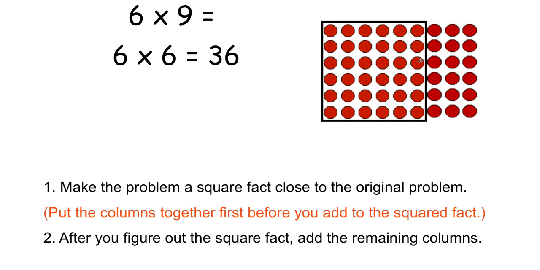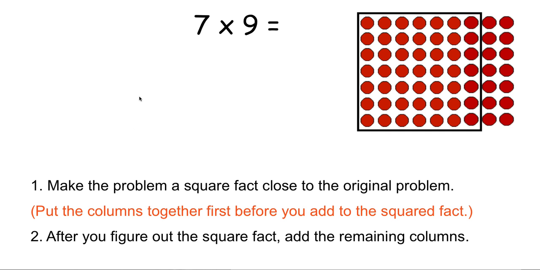That essentially means if I look at these 3 columns that are remaining, oh, I've got 3 times 6. Well, I know 3 times 6 is 18. Another way to think about it is 6 plus 6 plus 6. But instead of doing that all on here, I'm going to combine all those 6's together, and I'm going to have 18, and I'm going to add that 18 to the 36, and I'm going to get 54. And yes, 6 times 9 equals 54.